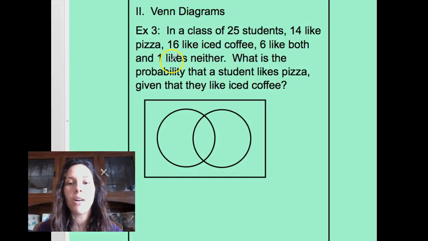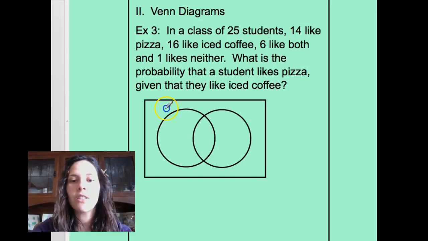6 like both and 1 likes neither. Now notice that if we add up the 14, 16, 6, and 1, that is way more than 25. Remember what happens, 6 like both. These people are actually being triple counted. So let's take a look at how that works when we set it up in our Venn diagram.